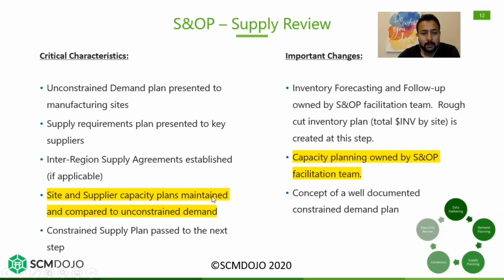Site and supply capacity plans are maintained and compared to unconstrained demand. If you ask me what is the core of this review, I would say this point is the core of this review, right? What's actually happening with the supplies and capacity, and compare that with the plan. So you compare your unconstrained demand with your available capacity.